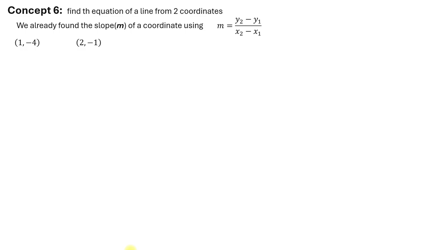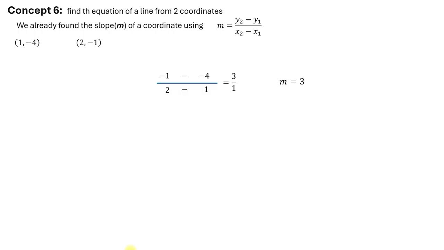Concept 6, find the equation of a line from two coordinates. Okay, we already know how to find the slope of a line when we're given two coordinates, y2 minus y1 over x2 minus x1. We plug in these values. Y2 is negative 1 minus y1, negative 4, over x2, which is 2, minus x1, which is 1, will give us a slope of 3.